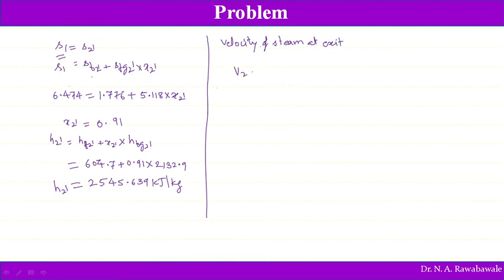Exit velocity V2 is equal to the square root of 2 into nozzle efficiency into (H1 minus H2 dash), or we can write it as (HT minus H2 dash), because friction is between throat to exit. So therefore V2 is the square root of 2 into nozzle efficiency into (HT minus H2 dash) into 10 to the power of 3.